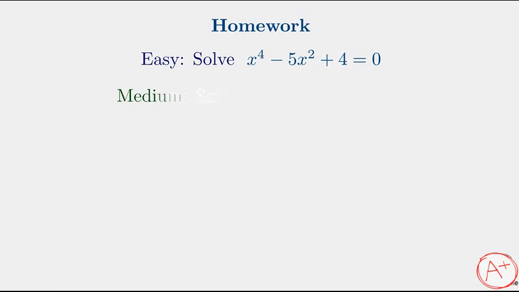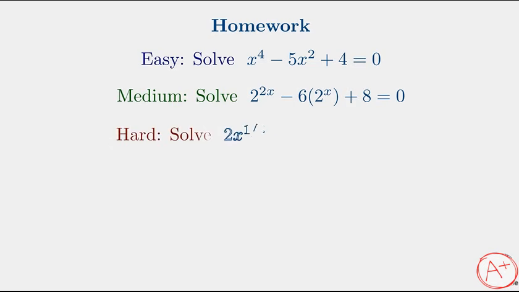It is time to test your understanding. Pause the video now and try to solve these 3 questions. Easy. Solve x to the power of 4 minus 5x squared plus 4 equals 0. Medium. Solve 2 to the power of 2x minus 6 times 2 to the power of x plus 8 equals 0. Hard. Solve 2x to the power of 1/2 plus 5x to the power of 1/4 minus 12 equals 0. Take your time with these. When you are ready, press play to see the full solutions.